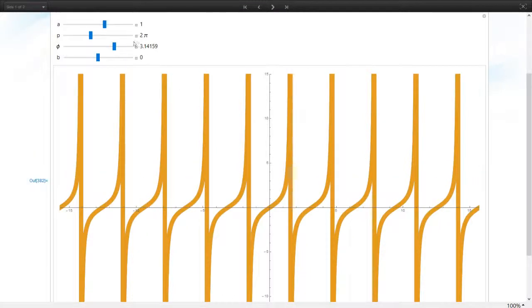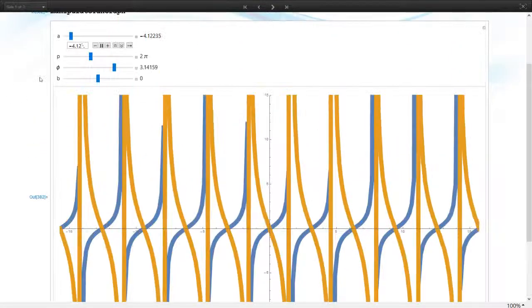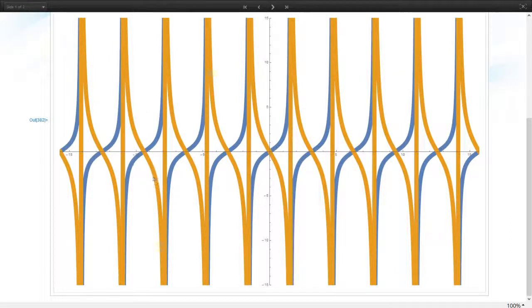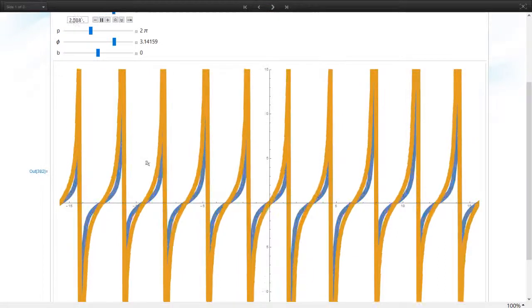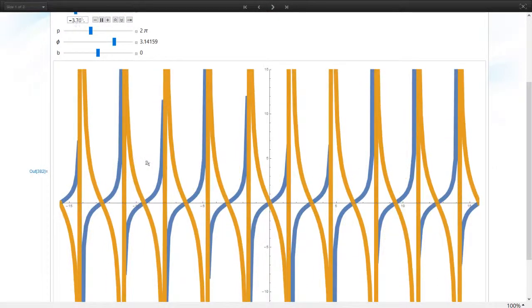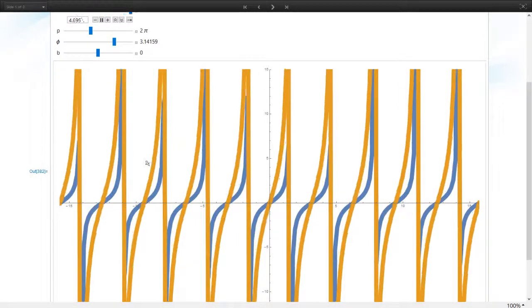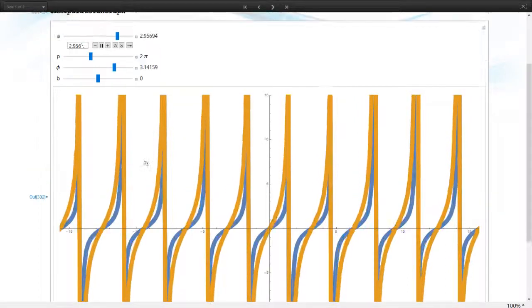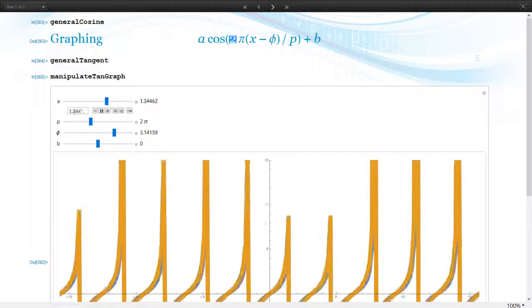So these are kind of fun to watch. So let's animate this. With a negative a, it flips the direction of the tangent graph. It's pretty fun to watch. So that's how a tangent graph would look.